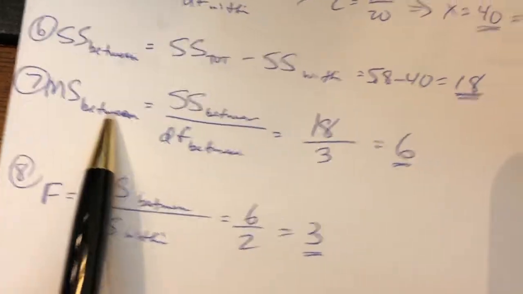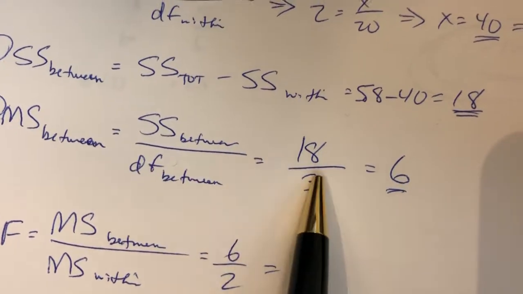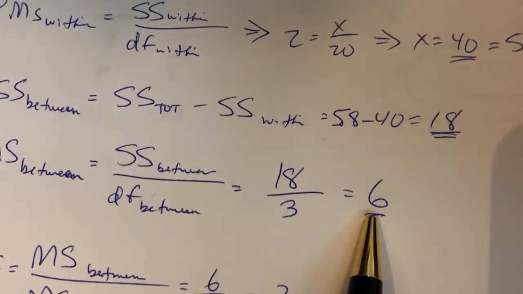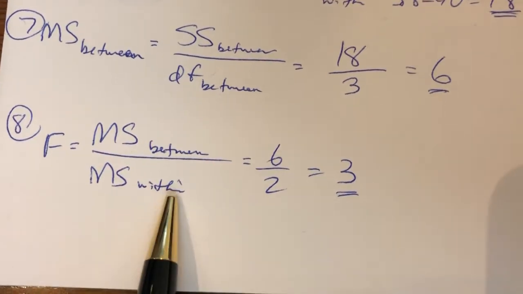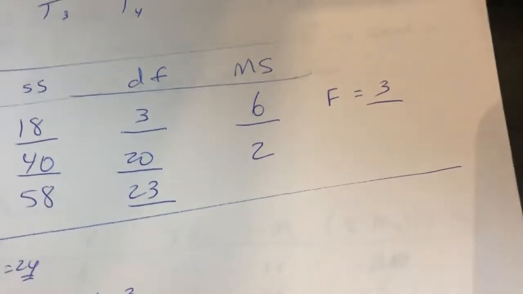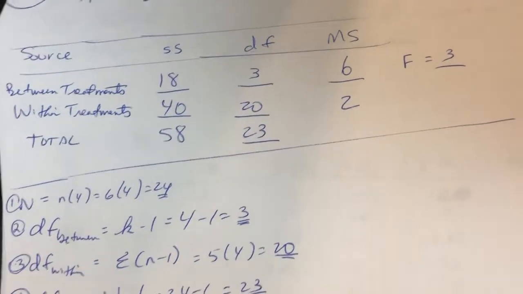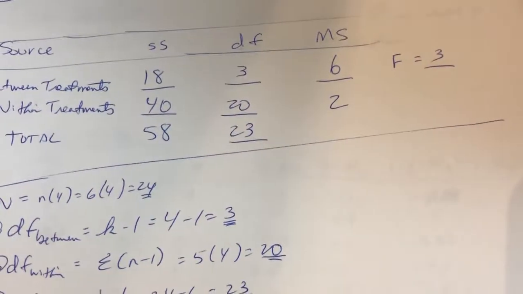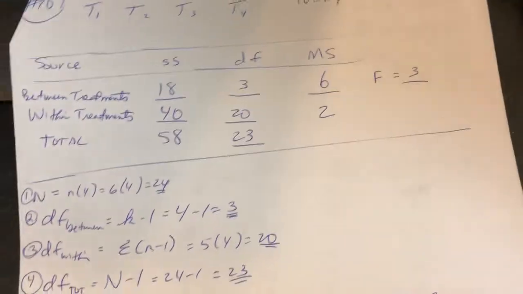The MS between is your sum of squares between, which we've calculated already at 18, and the degrees of freedom between, which we calculated at 3, so 6 goes up there. And the last thing is the F. So it's the MS between over the MS within. 6 divided by 2 is 3. So that's your F. That's all they wanted to know. They didn't want to go any further than that, as far as whether this F score indicates a significant change or not. They just wanted the number, so there it is.